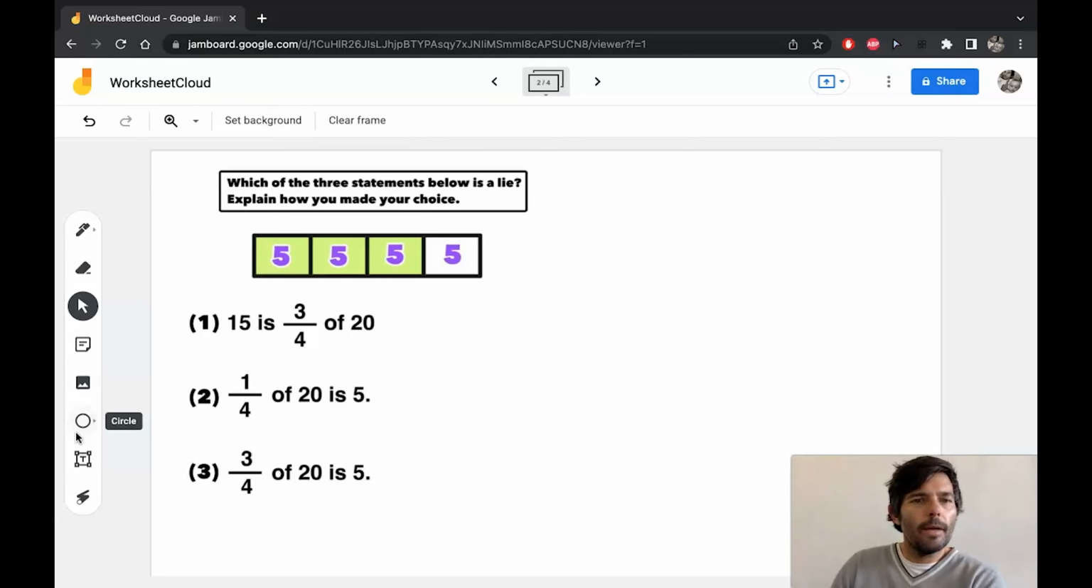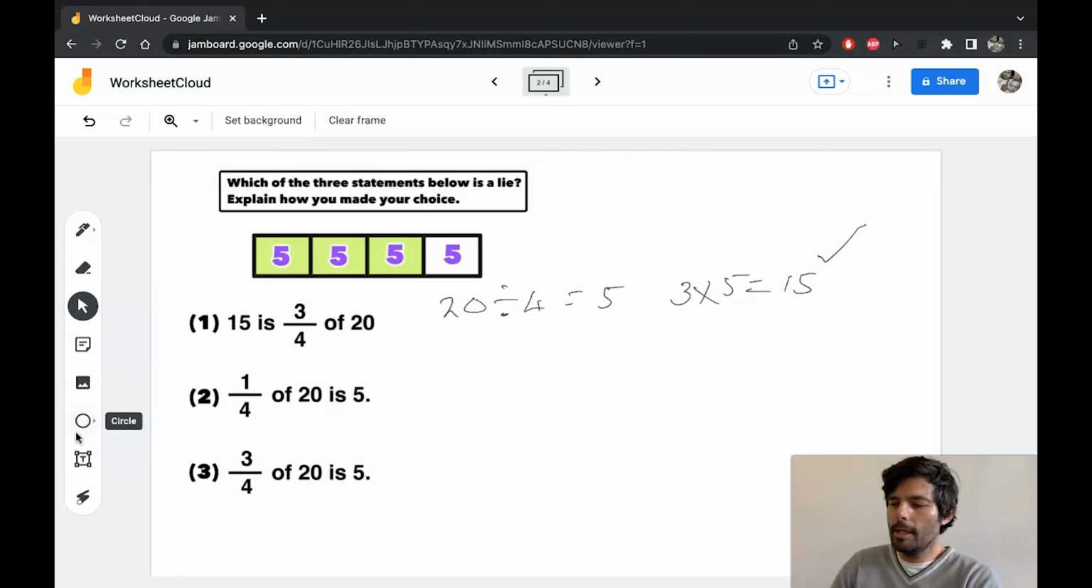So statement number 1, 15 is 3/4 of 20. So remember, we find 1/4 first, and then 3/4 will be 3 times 5 equals 15. So I'm happy that that statement is true, and there's my proof for it. 1/4 of 20 is 5.